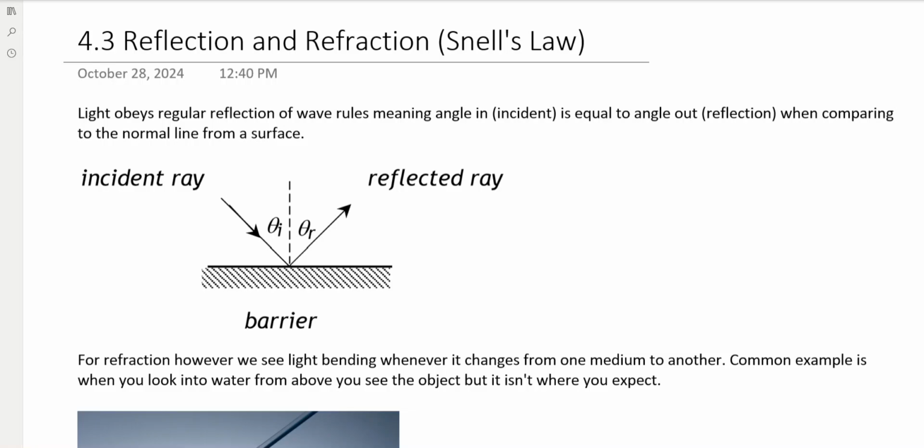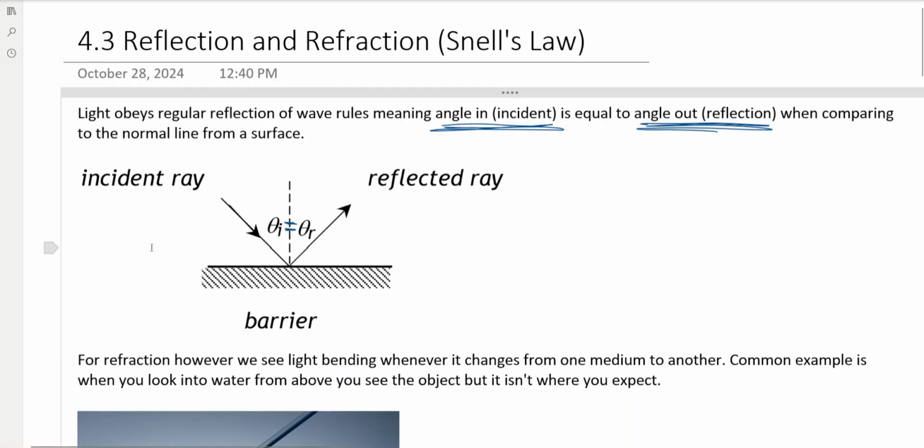Reflection obeys regular wave rules, meaning the angle in is equal to the angle out, or the angle of incidence is equal to the angle of reflection. That's if you compare it to the normal line from a surface. So right here, this angle and this angle must be equal to each other.